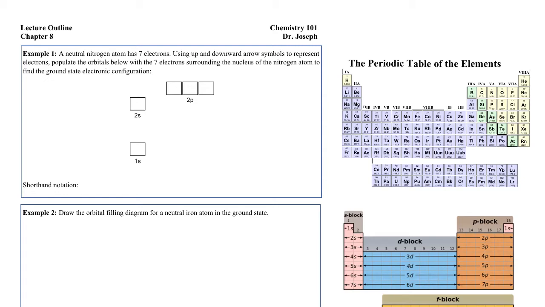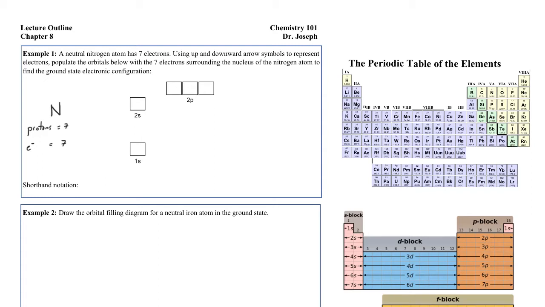As it says here, a neutral nitrogen atom has 7 electrons. Now, why is that the case? Well, if you look at nitrogen on the periodic table, you'll see that it has 7 protons. From that information, we can definitely say that if it's neutral, it also must have 7 electrons.